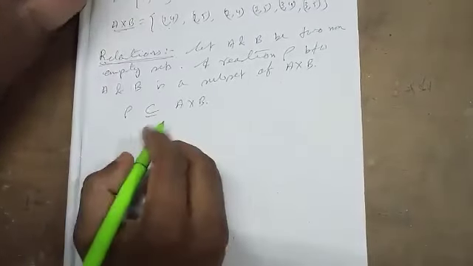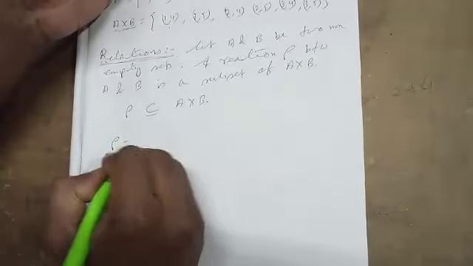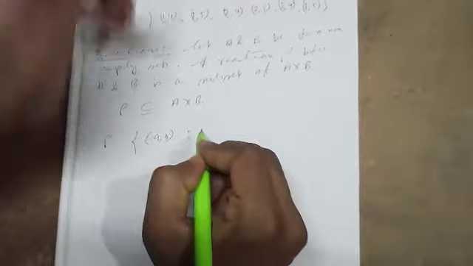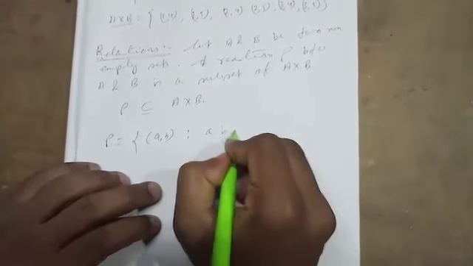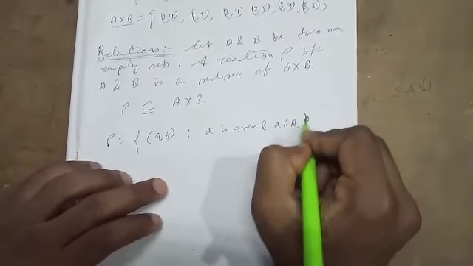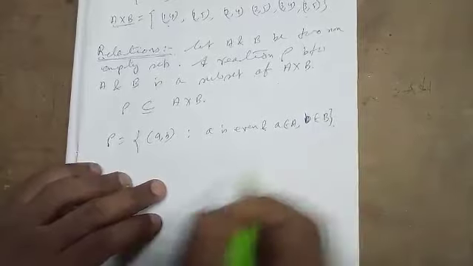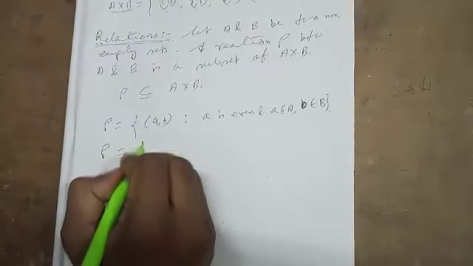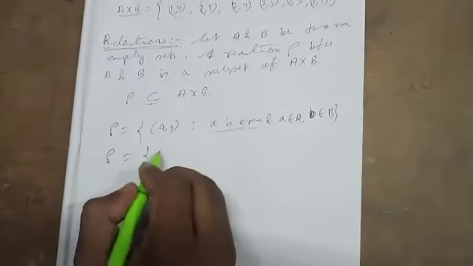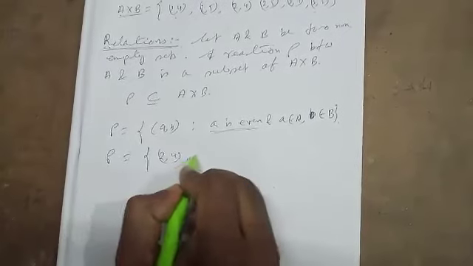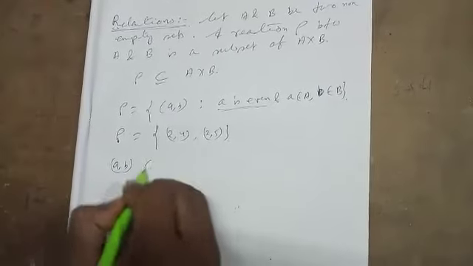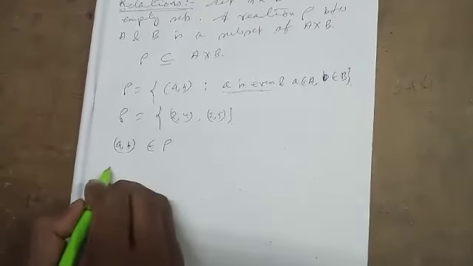For example, suppose rho is the set of elements (a, b) such that a is even, and a belongs to A, b belongs to B. That means rho will be, since a is even means here only 2, rho will be (2,4), (2,5).